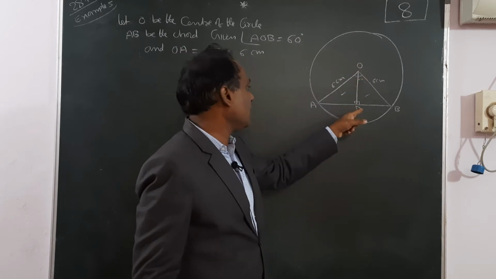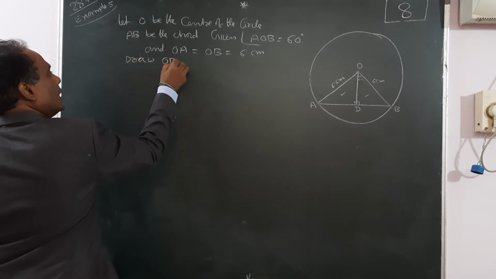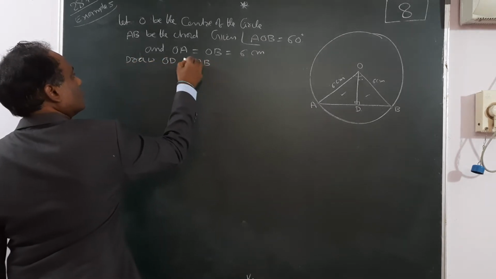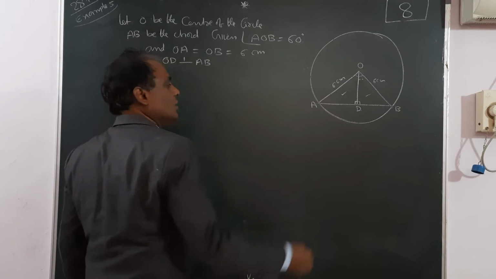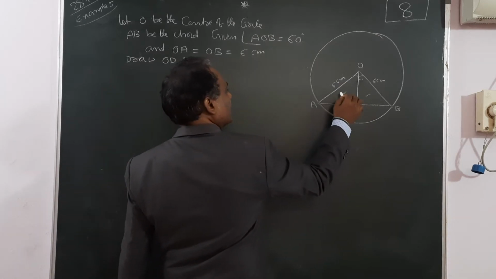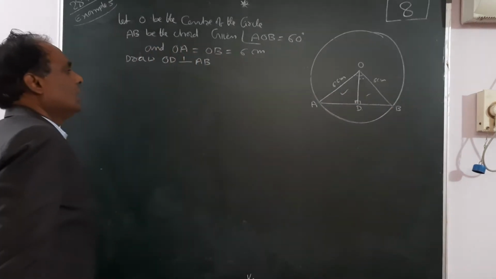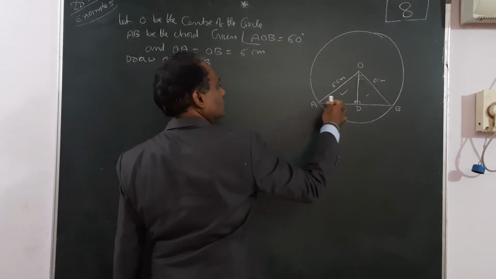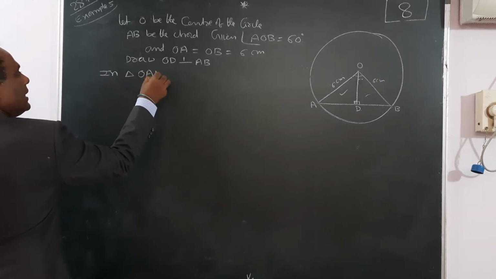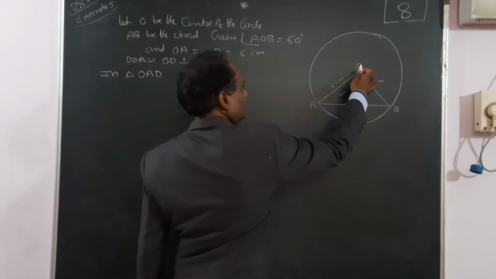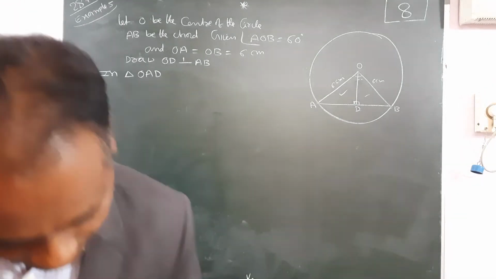So I have drawn OD perpendicular to AB. Perpendicular means straight 90 degrees. When it is making 90 degrees, it is called perpendicular. So this angle is 90 degrees. Now it is a right angle triangle. You take any one, this or this, any one you can take. So let us take this triangle. In triangle OAD, this is a triangle. See here.